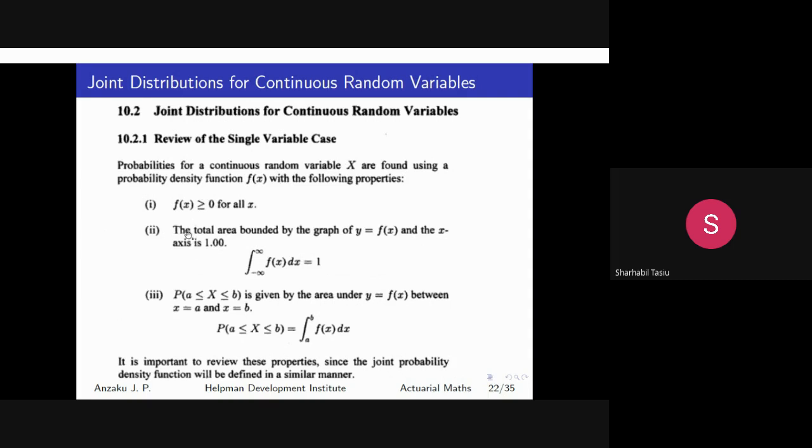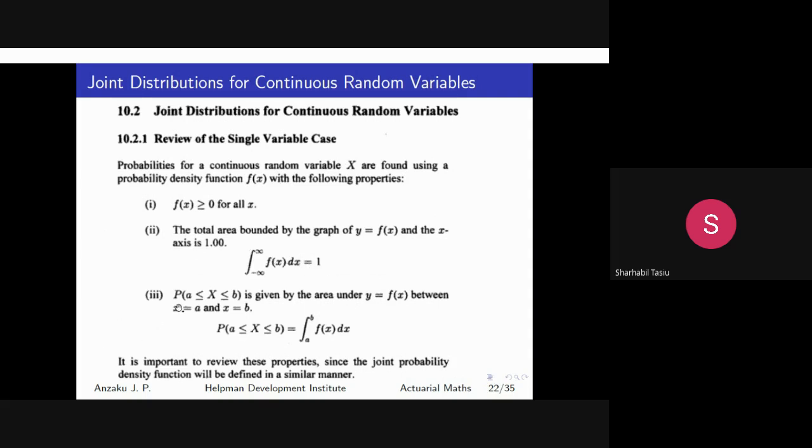Also, the total area bounded by the graph of y equals f of x and the x-axis is equal to 1. So when you integrate over the intervals, it's going to give you 1. That's for the continuous case. For the discrete case, when you sum over the interval, you get 1. For the continuous case, when you integrate over the interval, you get 1.